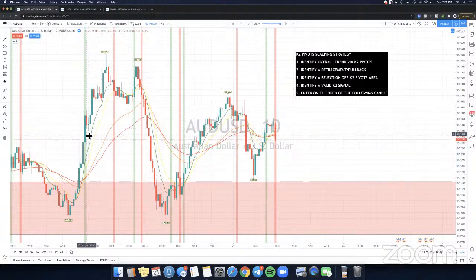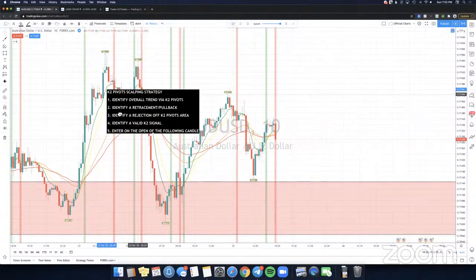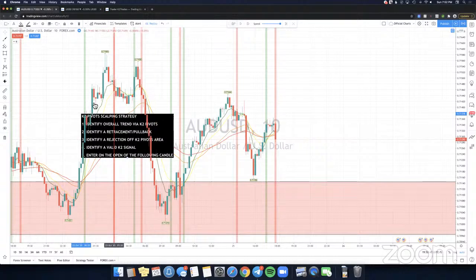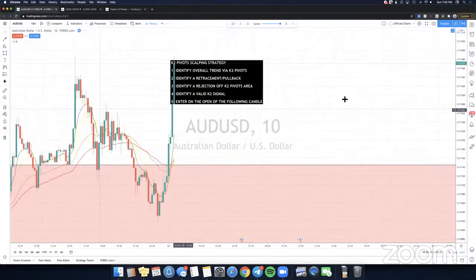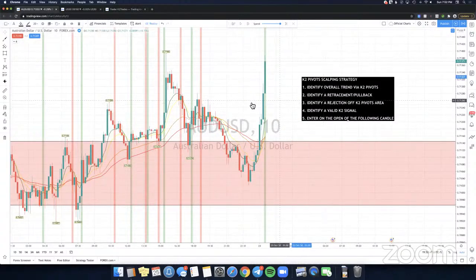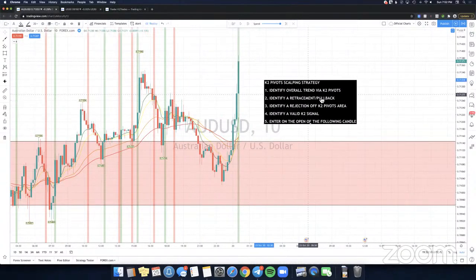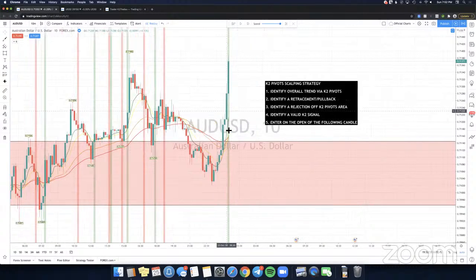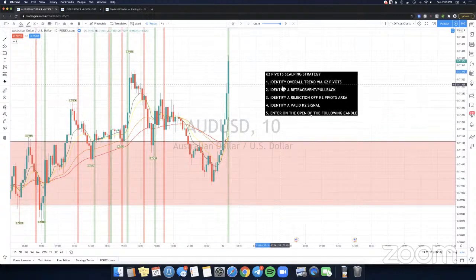So this would be an actual good entry. Let me move this over here real quick, and then I'll rewind it to here. Using the same exact strategy I just mentioned, you're going to identify the overall trend using the K2 pivots. Right here, price is above the K2 pivots. They're all angling upwards and they're spread out. That's going to confirm an uptrend. So the first requirement has been met. The next requirement is to identify a retracement pullback. Right here, this is going to be a little bit of a messy entry too.